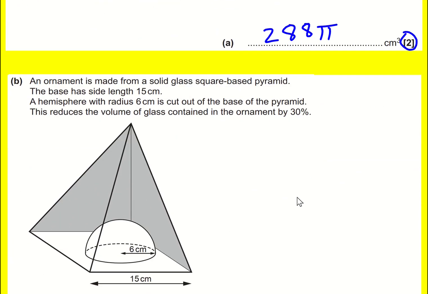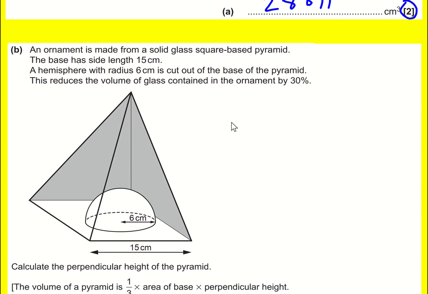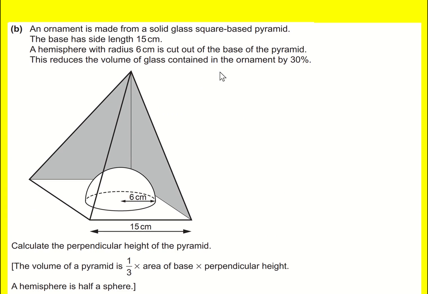Okay, part B, an ornament is made from a solid glass square-based pyramid. The base has side length 15, so this is also 15. A hemisphere is cut out of the base of the pyramid. This reduces the volume of the glass by 30%.